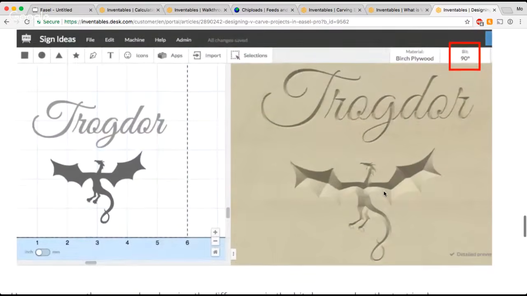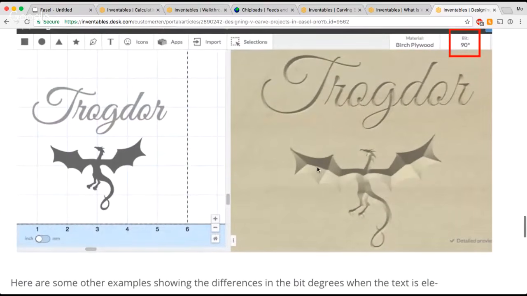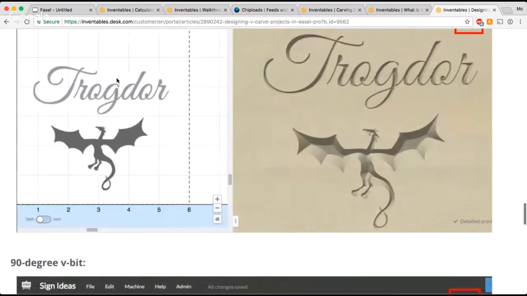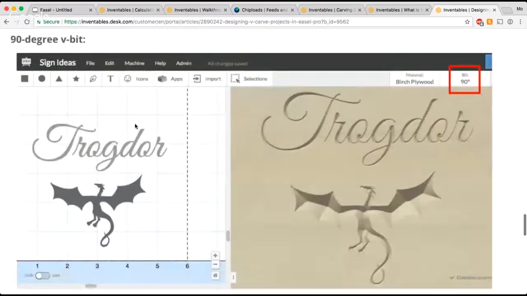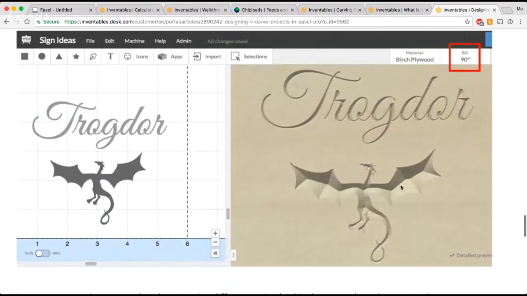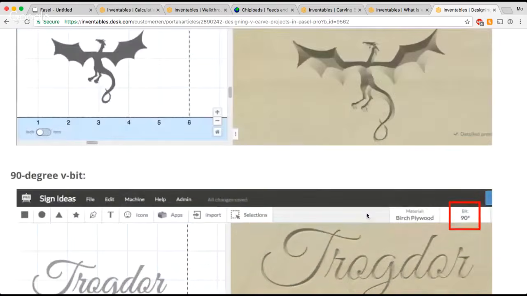Now look at this one. Look at the 90-degree. This is crazy. There's no bottoming out in the wings whatsoever, even though these are all set to the exact same depth, right? This project is exactly the same. The angle of the bit is basically determining what the final product is going to look like. So using a 90-degree bit, you'll be able to clear a lot more material, but you're not going to be able to get as fine of details in some of these areas that you might get elsewhere.